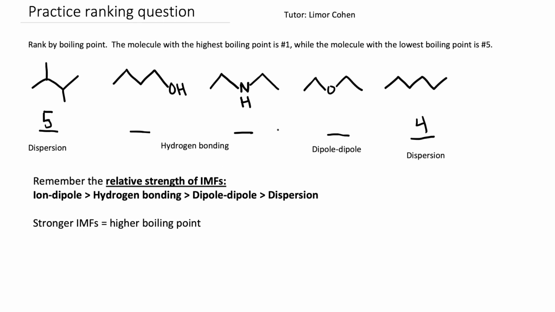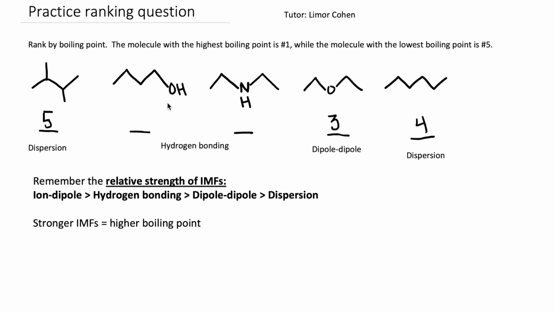Dipole-dipole forces are the next strongest IMFs, so this ether molecule here is going to be number 3. So hydrogen bonding is the strongest IMF out of these molecules, so these two will be number 1 and 2. So when we're deciding between them, we want to keep in mind the atom that's attached to hydrogen on both these molecules. Here we have oxygen and here we have nitrogen.